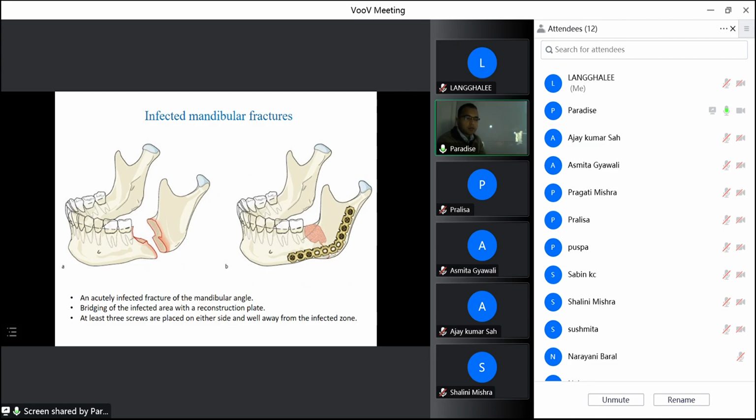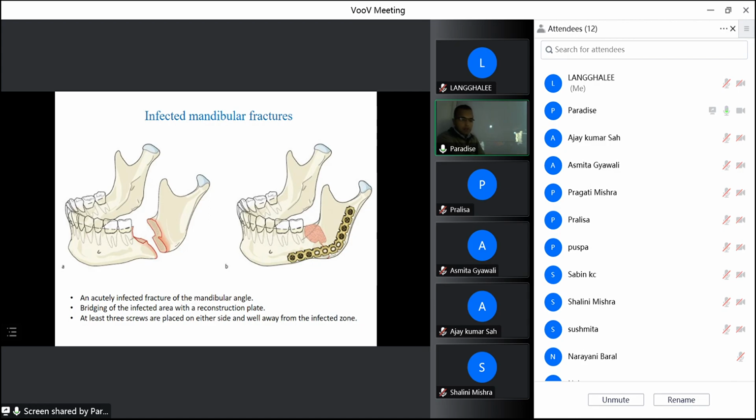The next variant of fracture is the infected mandibular fracture. Most commonly, the bone is fractured in cases of osteomyelitis or osteoradionecrosis, and those fractures are known as pathological fractures. It is due to pathology. And if there is infection, then again, you can't put a mini plate. In case of infection, the bone is weak and could not bear the occlusal or functional forces. In such cases, you have to put a reconstruction plate.